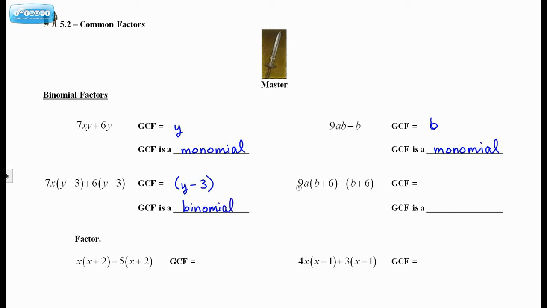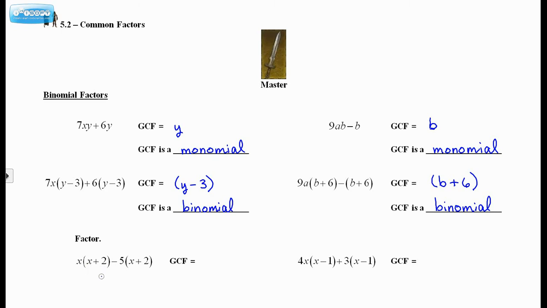Let's do another one. 9a times b plus 6 minus b plus 6, all in brackets. Well, we have b plus 6 repeated. That is the greatest common factor. And again, it is a binomial. So this is what's a little bit new. Now we actually want to factor something.